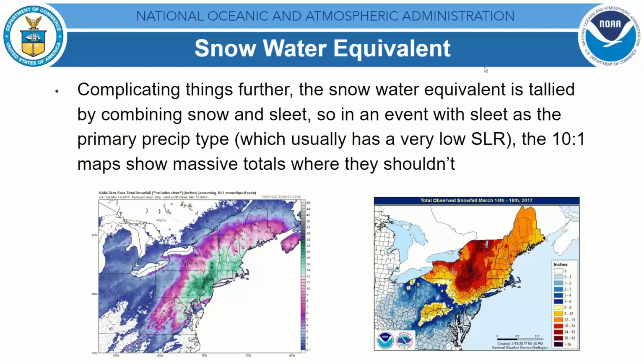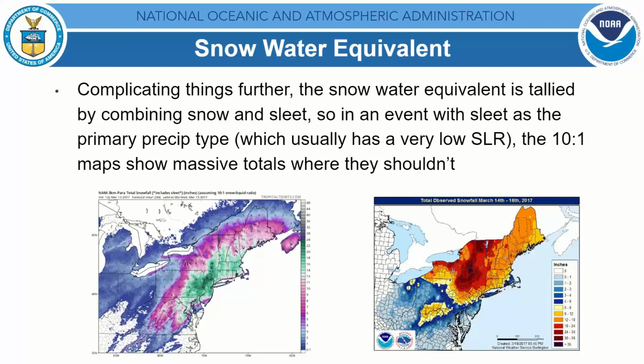So complicating things further, the snow water equivalent is tallied by combining snow and sleet. So in an event with sleet as the primary precipitation type, and again, that has a very low snow to liquid ratio, these 10-to-1 maps will show massive totals where they shouldn't.